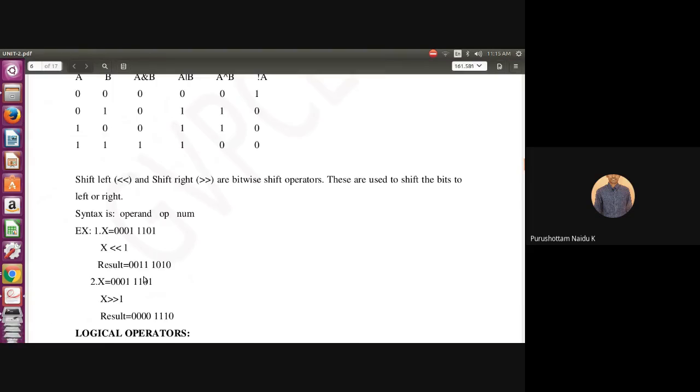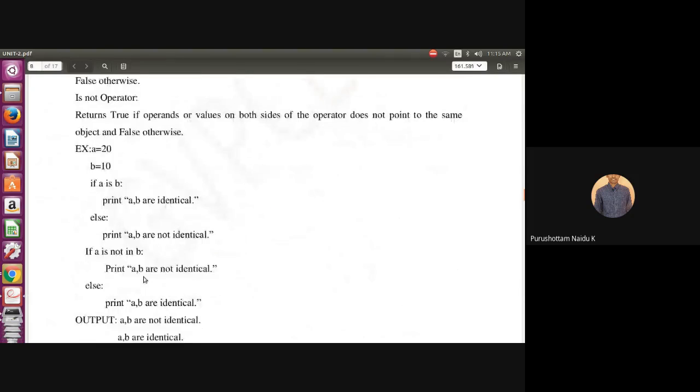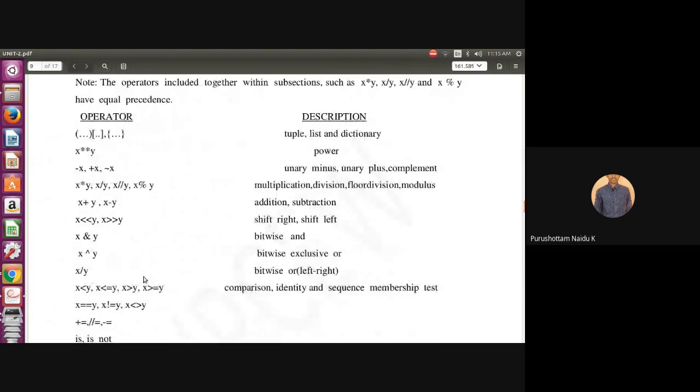Now the next concept we are discussing is operator precedence, or associativity of operators. These are the operator precedences. That means if the expression contains more than one operator, based upon this precedence we are evaluating the expression, or the computer evaluates the expression. The highest precedence operators are the tuple, the list, and the dictionaries. So tuple, list, and dictionaries are the highest precedence operators.